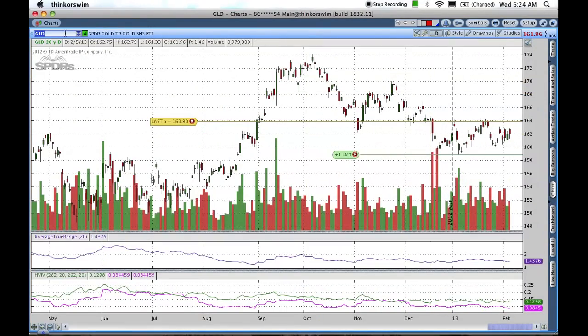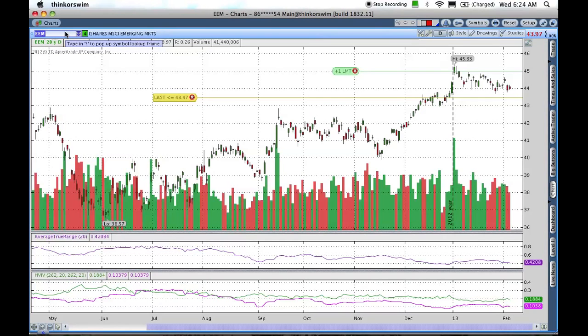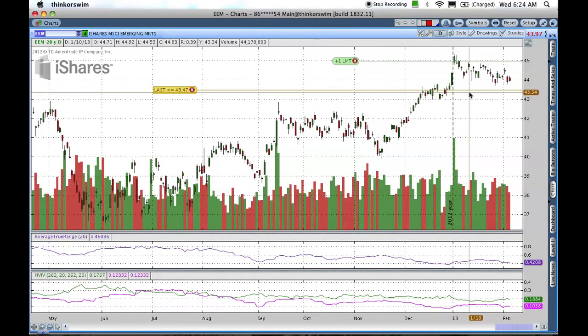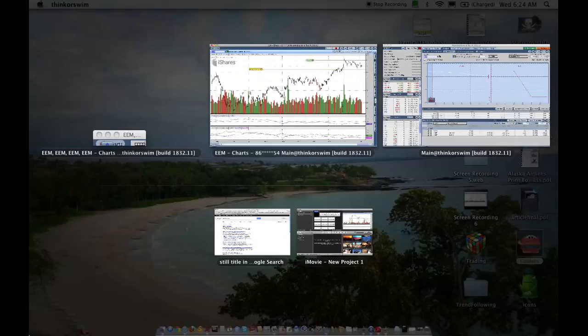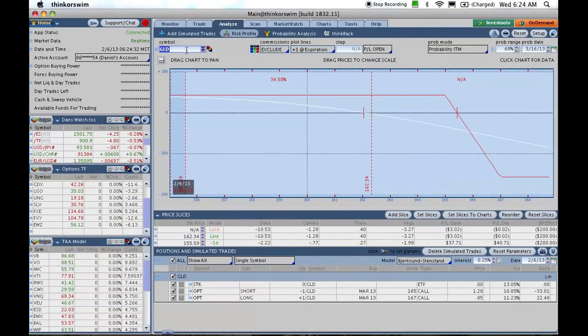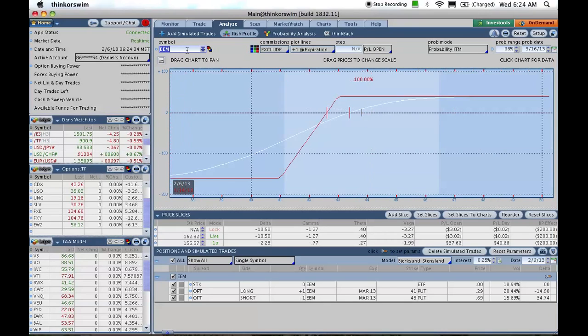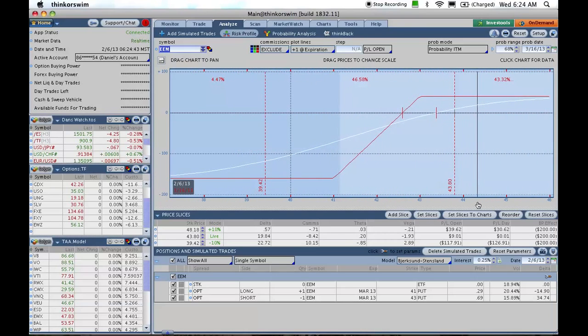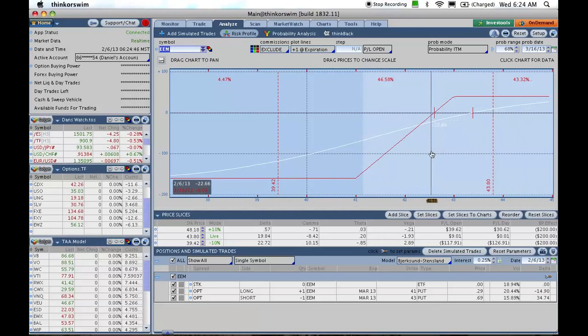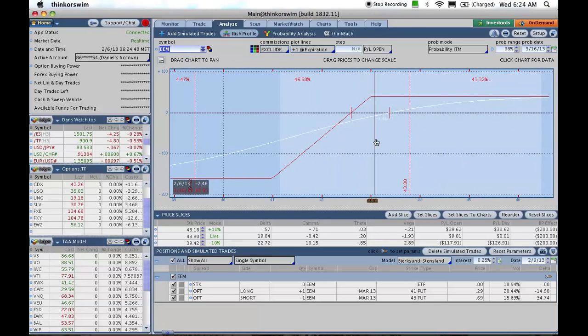I think there's another position in here as well in EEM, which is like international stocks. And our stop level here is 43.47. So let's hop back over here and take a peek at EEM. It looks like there's a little bit of an open profit in this position as well. Maybe I can stretch this out and we can see it better. But it looks like we're short the 43 and long the 41 vertical, and there's a little bit of an open profit here of just under $10.